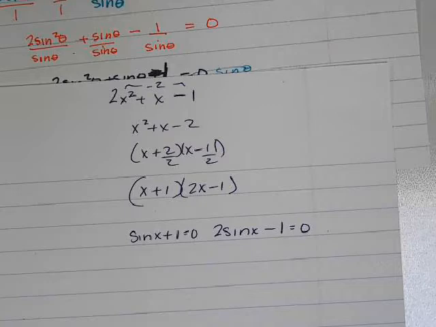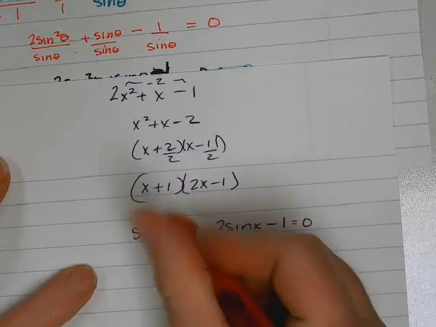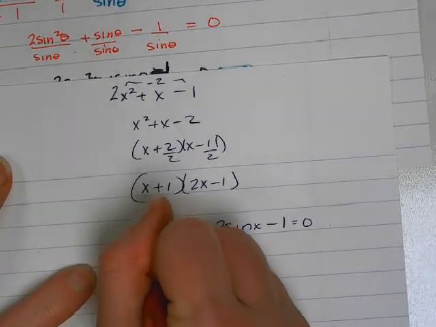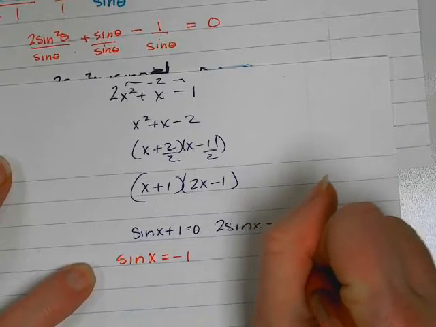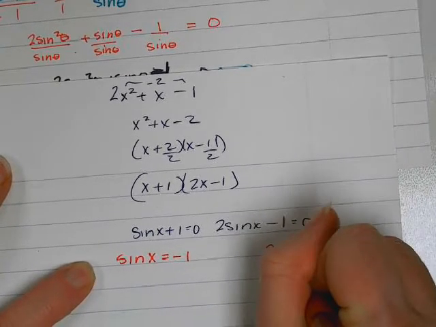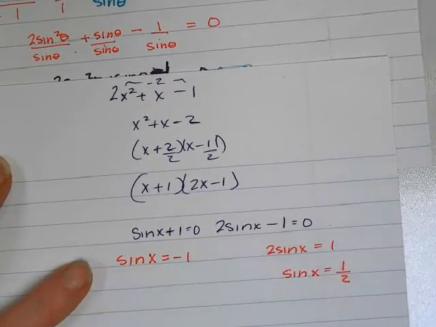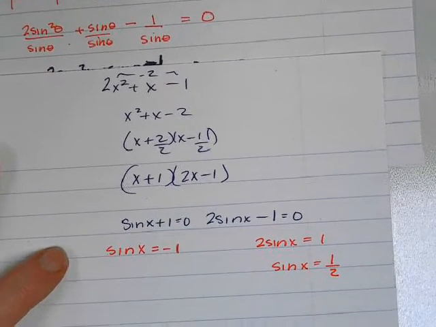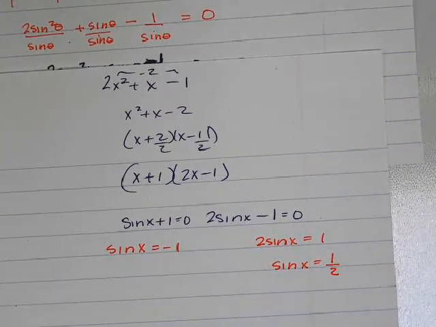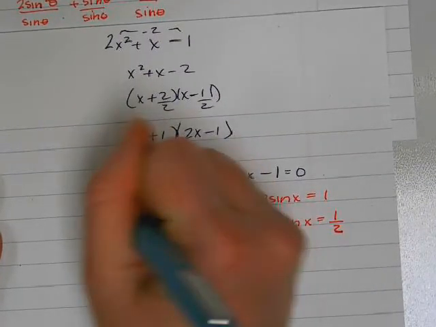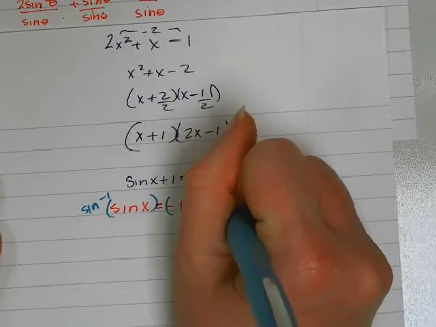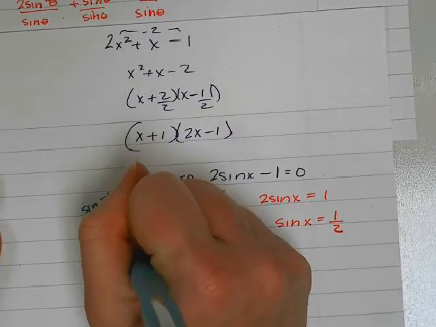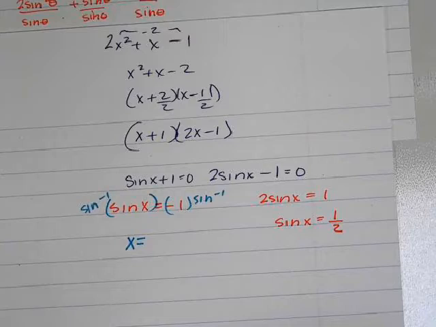Now, solve each one of them separately. So I'm going to move the 1 to the other side. So sine x equals -1, and 2 sine x equals 1, so sine x equals 1/2. Now you've got to get x by itself, so you're going to arc sine. If I arc sine this, I'm asking myself, where does sine equal -1? It only happens in one place.